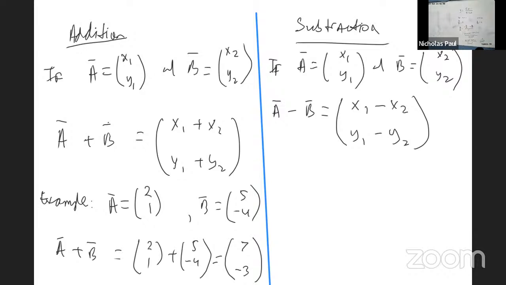Yeah, give me one. Finish, right? Right, use the same 2 points. 2, 1, and 5 minus 4. Right, find A minus B.